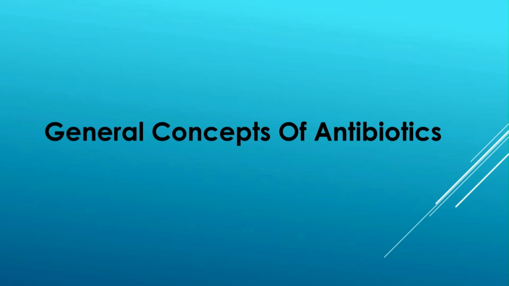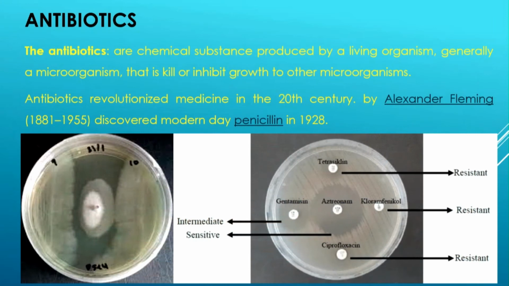Our lecture today is general concepts of antibiotics. Antibiotics are chemical substances produced by living organisms, generally microorganisms, that kill or inhibit the growth of other microorganisms. Antibiotics revolutionized medicines in the 20th century. This development began when Alexander Fleming discovered penicillin. Today, antibiotics are used in the treatment of a wide range of diseases.